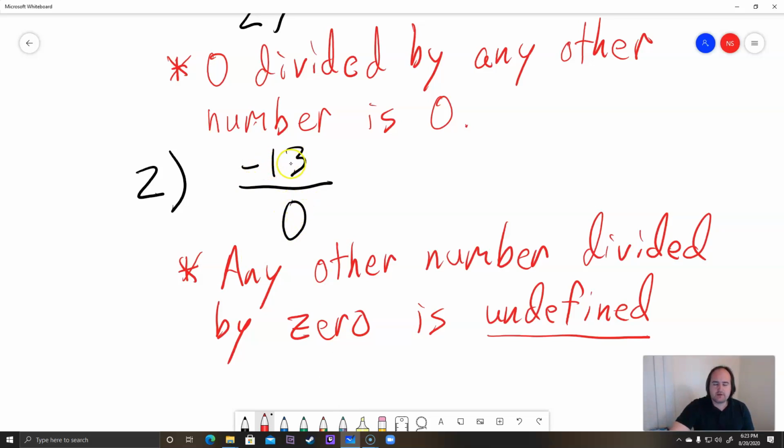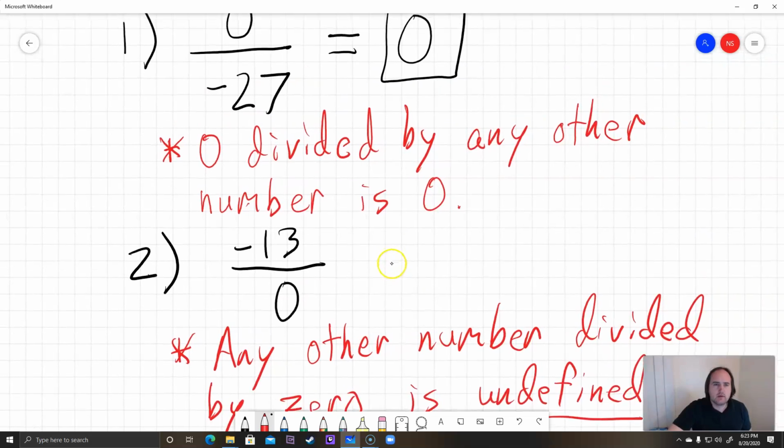So here, 13 divided by 0 is sort of like saying we have 13 slices of pizza, but then we're going to divide those 13 slices into nothing. So because it doesn't make sense to take something and divide it into nothing, we say that it's undefined.